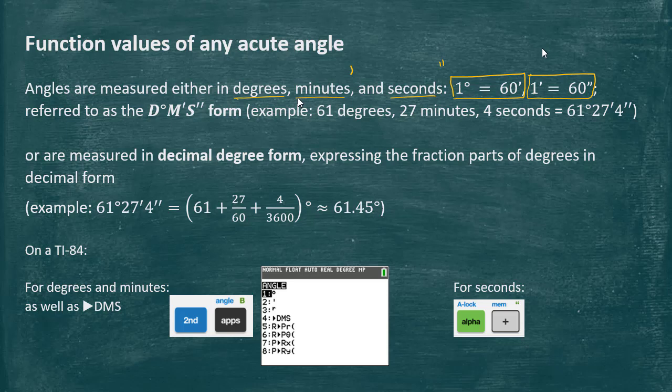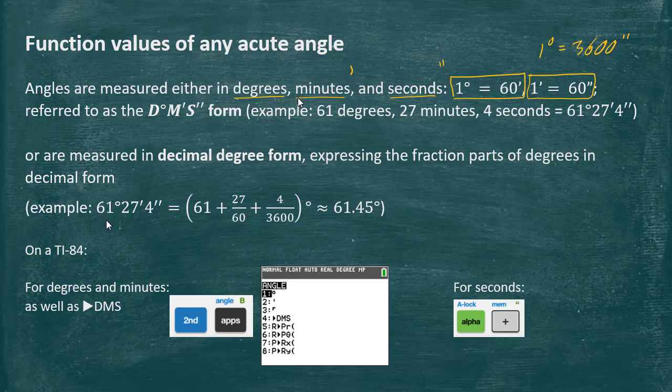Now, if I actually wanted to figure out how many seconds are in a degree, well, if there's 60 seconds in a minute and then there's 60 minutes in a degree, then shouldn't it just be 60 times 60? So that would be 3,600 seconds. So 1 degree is always equivalent to 3,600 seconds. And actually it's those two numbers, the 60 and the 3,600, that we'll take advantage of when it comes to converting from one form to another.